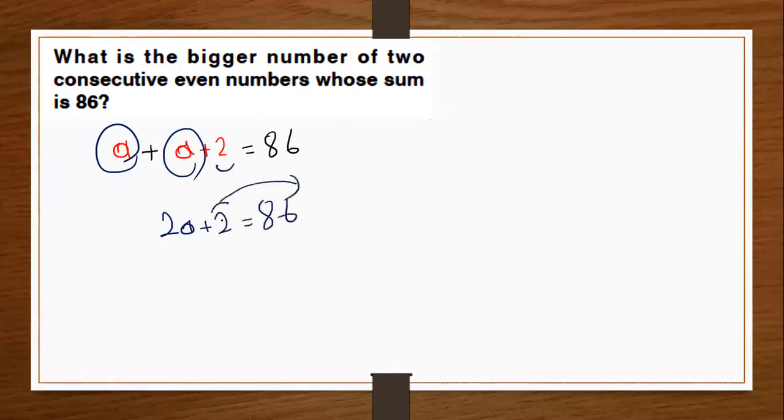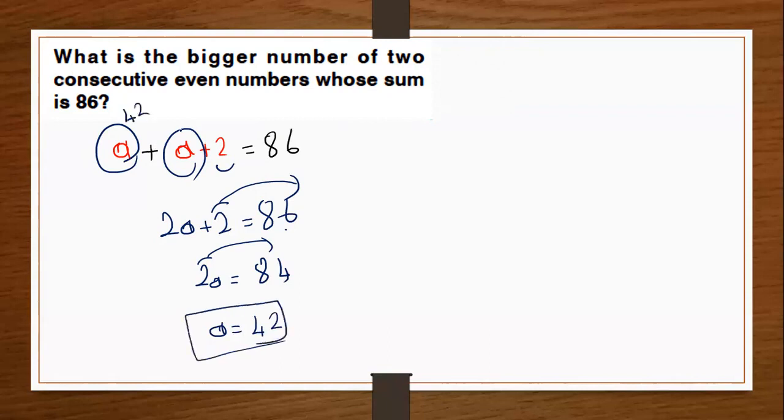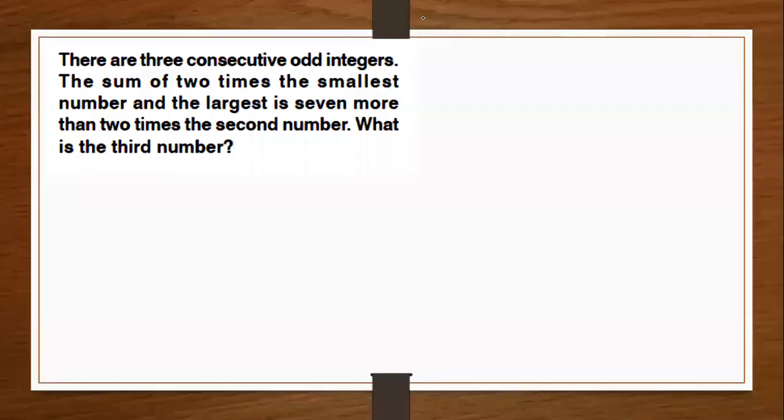Then this goes to the other side as subtraction. It will be 2a equals 86 minus 2, which is going to be 84. And this to the other side as division, a will be 42. So if this one is 42, the next one is going to be 42 plus 2, which is 44. So the question was asking a bigger number, which is going to be 44. My final answer for this question.